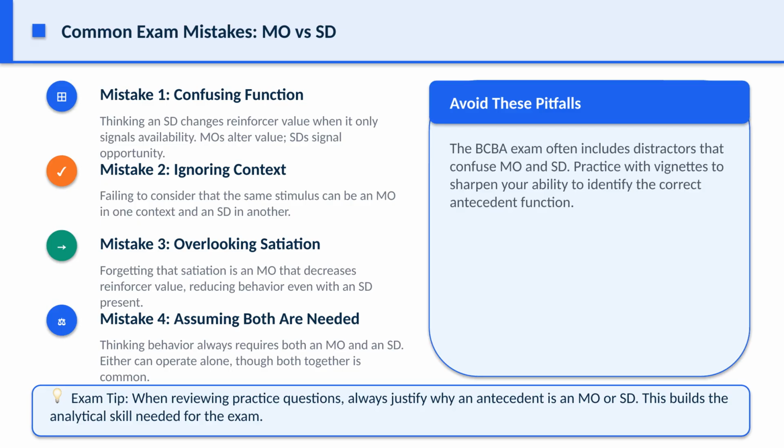Third, don't overlook satiation. This is an MO that decreases reinforcer value. So even with a clear SD present, behavior may drop if the reinforcer is no longer potent. Fourth, behavior does not always require both an MO and an SD. Either can operate alone, though they often work together. Fifth, not every antecedent is an MO. Only those that alter reinforcer value qualify. Others are SDs or S-deltas. Finally, remember the 3 CMO types, CMO-S, CMO-R, and CMO-T, each have distinct functions and are tested separately, so study their unique effects on behavior.